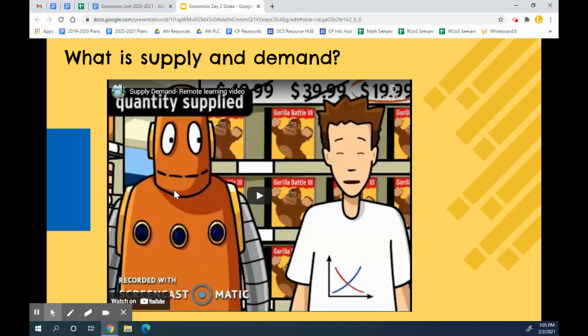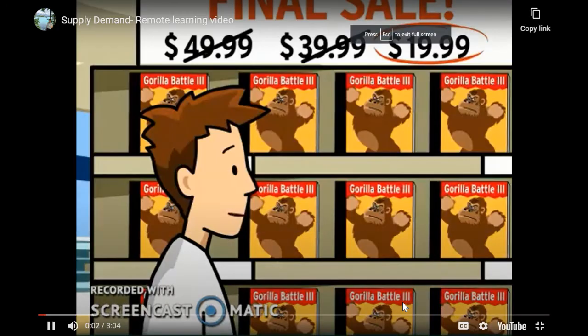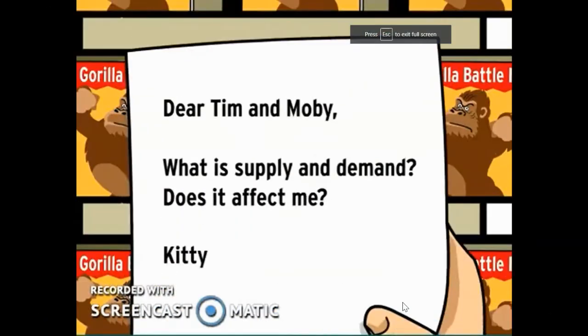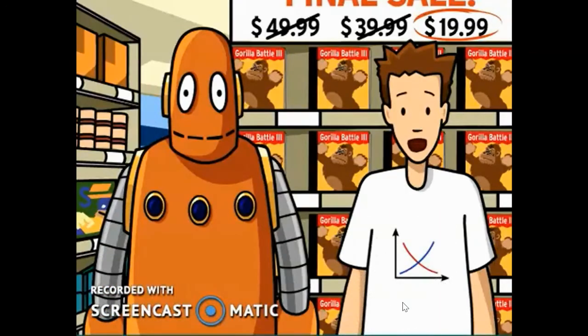If you play video games, you may be able to relate some to this concept of supply and demand. Cool, Guerrilla Battle 3. Dear Tim and Moby, what is supply and demand? Does it affect me? From Kitty. You bet it affects you.